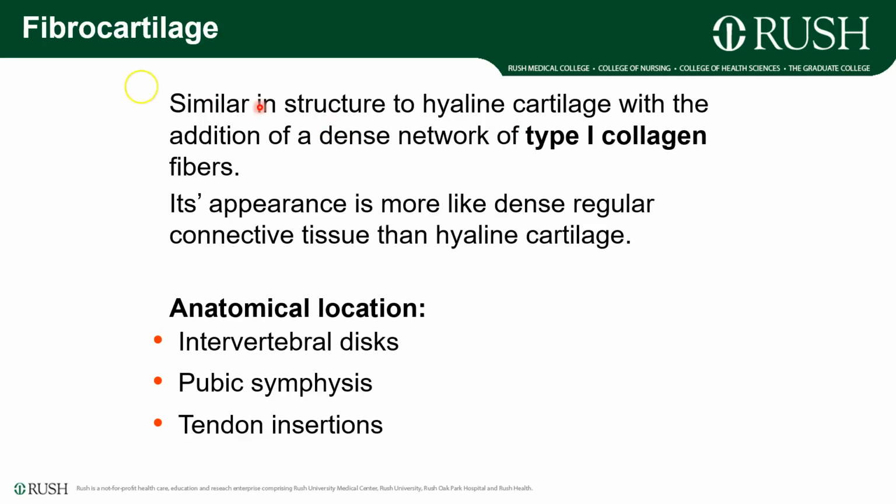So the third type of cartilage was the fibrocartilage, and this is very similar to the hyaline cartilage, with one exception, that it has type 1 collagen in addition to the typical type 2 collagen. But it also appears more like a dense regular connective tissue than the hyaline cartilage, which has a more uniform appearance. Anatomically, you will expect to see fibrocartilage in the intervertebral discs, in the pubic symphysis, as well as where the tendons are inserted into the bone.